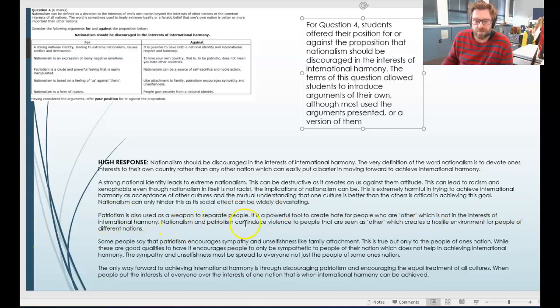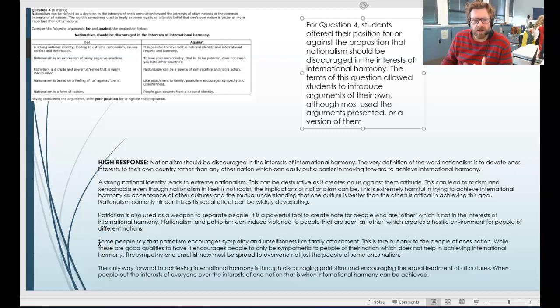Nationalism and patriotism can induce violence toward people who are seen as other, which creates a hostile environment for people of different nations. Some people say that patriotism encourages sympathy and unselfishness, like family attachment. This is true, but only to the people of one's nation. Okay. Now, what's really great about that little section there is that they're using the devil's advocate.